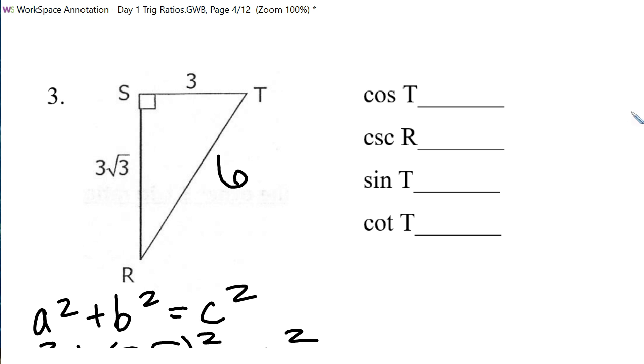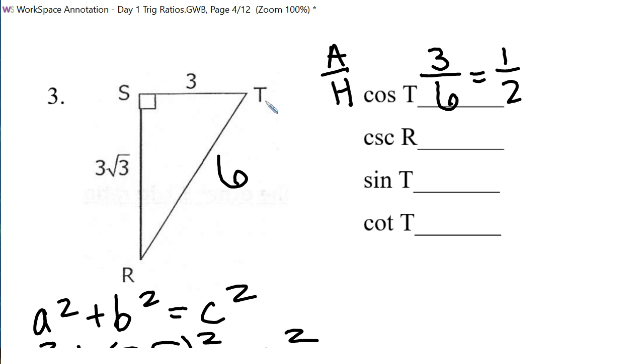Now, looking at angle T, we look at cosine. How do you find cosine? Adjacent over hypotenuse. And what's the adjacent side for angle T? 3. And what's the hypotenuse? 6. So 3 over 6 simplifies to 1/2.